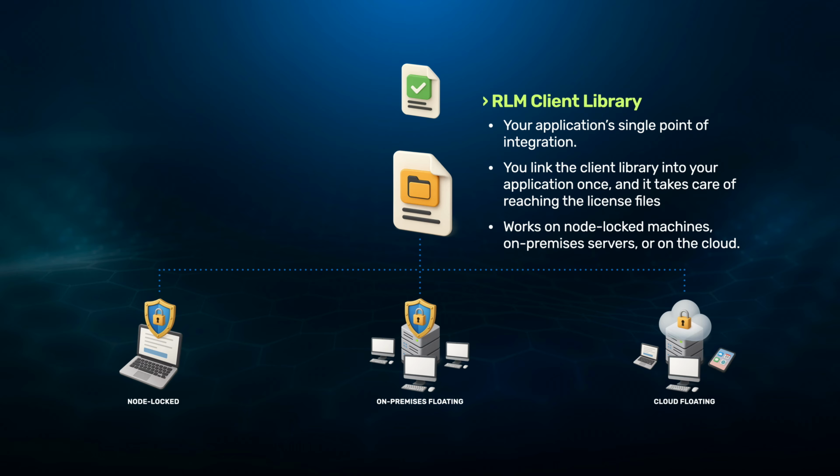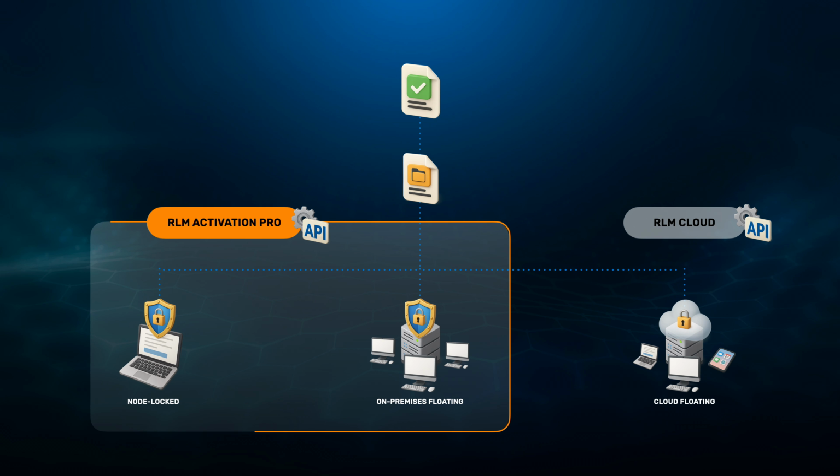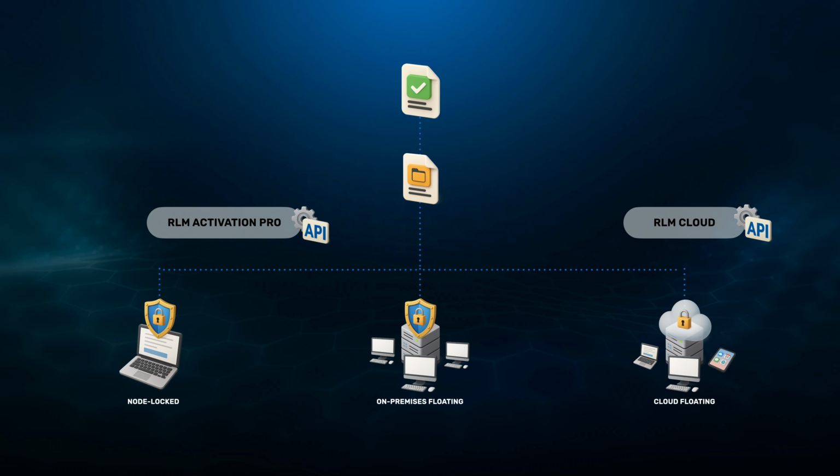Beyond base RLM, Reprise offers two optional products, RLM Cloud and Activation Pro, each designed to give you greater visibility and control over how you manage licenses for your customers. Activation Pro handles license delivery for on-premises environments, node-locked and floating. It currently has its own web interface and REST API, and will be brought into the same interface as RLM Cloud in an upcoming release, giving ISVs a single place to manage all of their licensing.